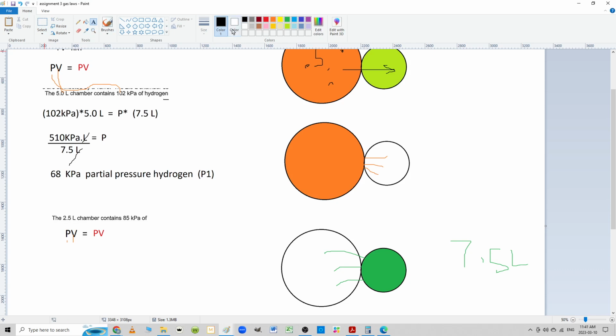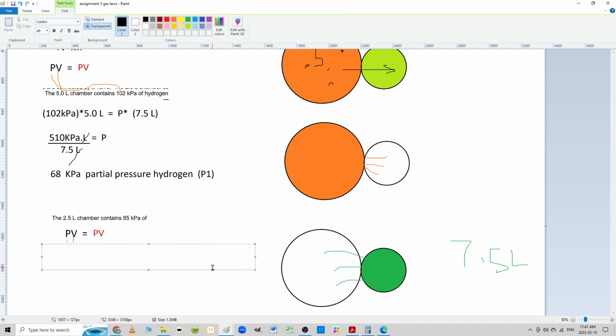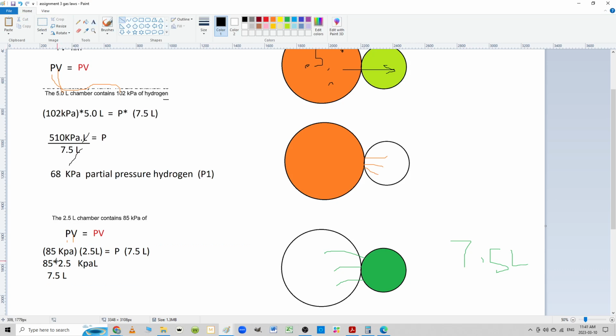Temperature, moles, and the constant R. And we get this. Well, I know that the initial pressure was 85 kilopascals, and the initial volume was 2.5 liters. I don't know the new pressure, but I know the new volume. So that means if I multiply this, I'm going to get 85 times 2.5, and it's going to be kilopascal liters, all divided by 7.5 liters, and that's just calculator work, all equal to my new pressure.